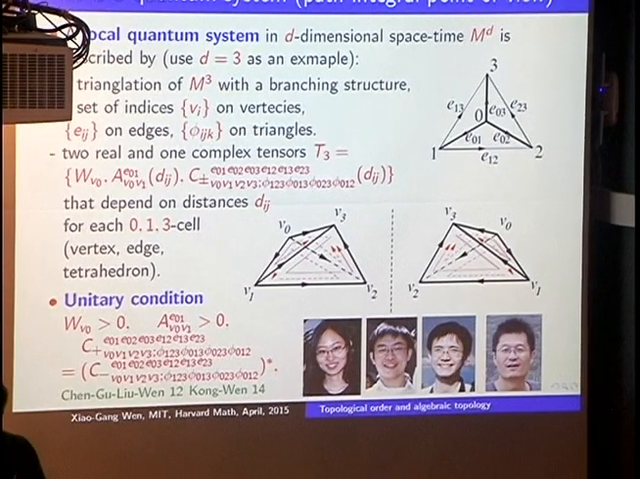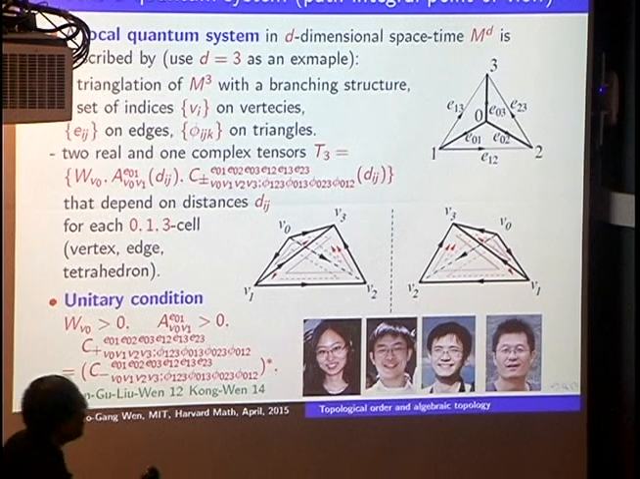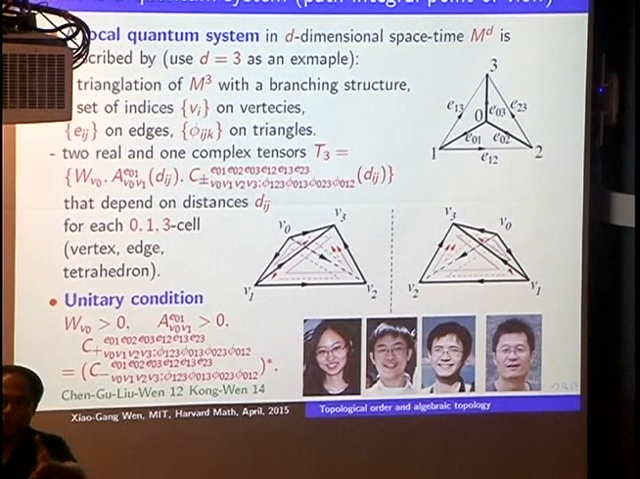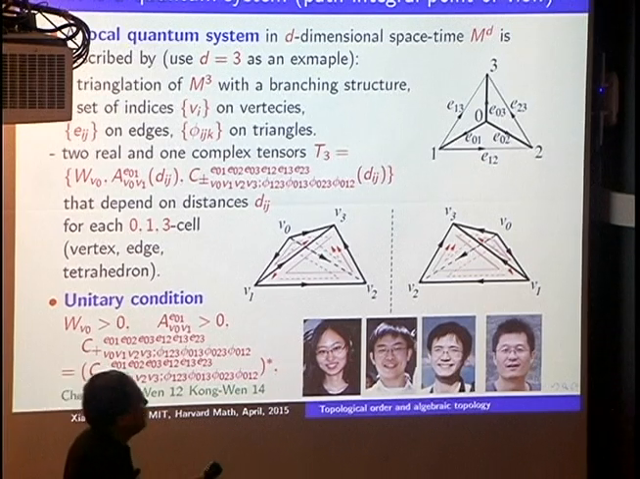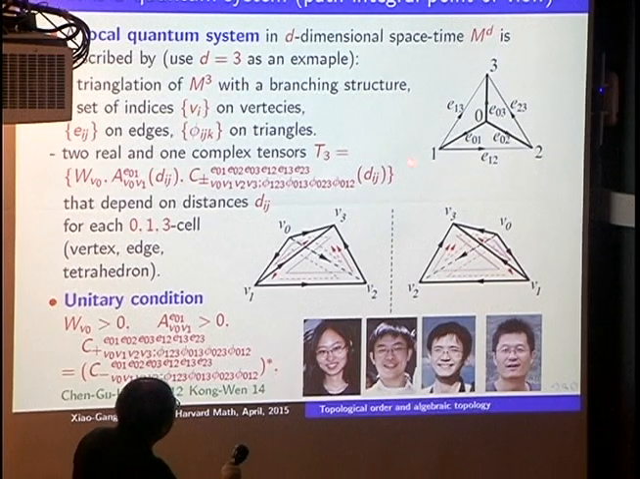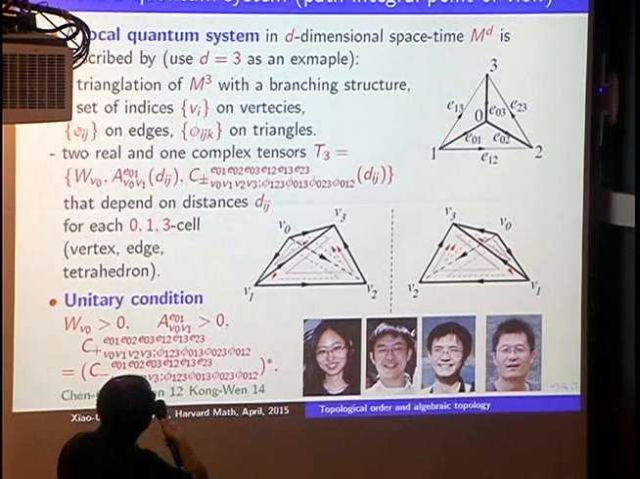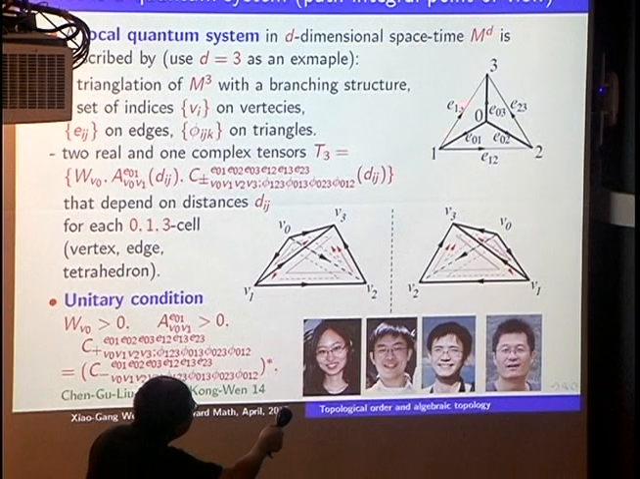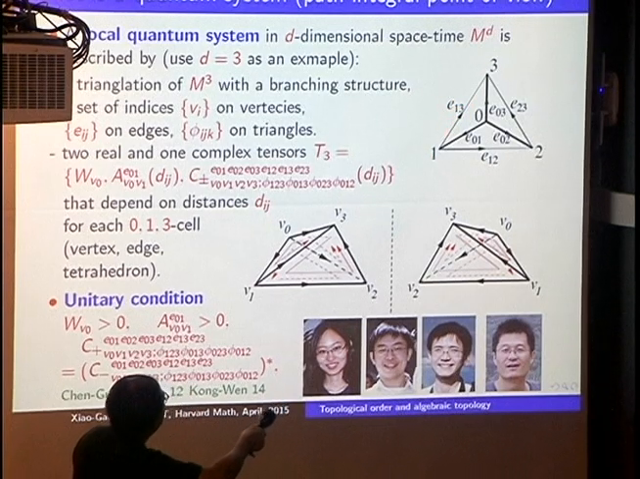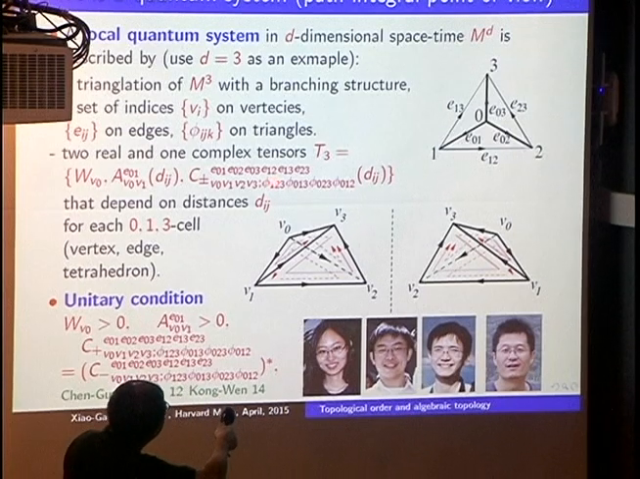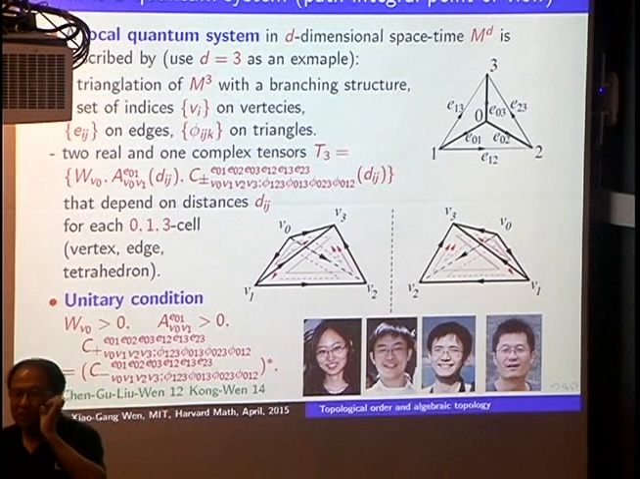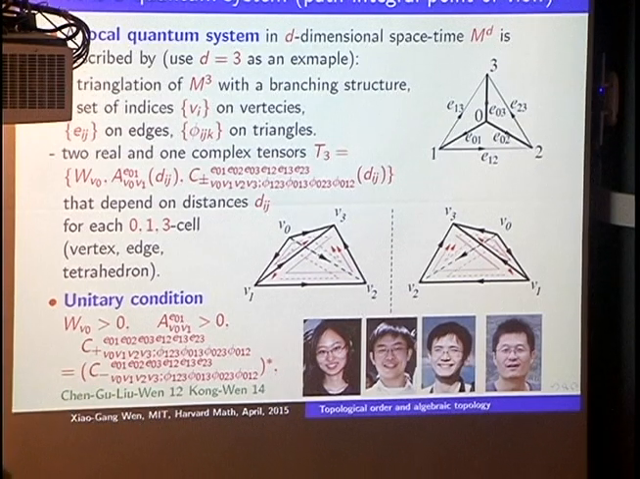But how does that work? We have a space-time, and we triangulate the space-time. Then we put some index, like V_i, on the vertices of the triangulation. We put some other index, like E_ij, on the edges, so this ij means this edge or that edge. We can also put something like phi_123 on the faces of the triangulation, etc. So on every simplex, we attach an index to it.